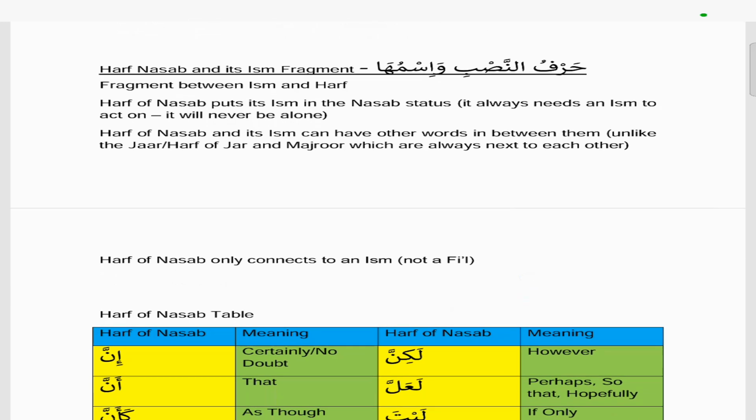So harf of nasab and its ism can have other words in between them, unlike the harf of jar and the majroor, which are always next to each other. So the jar and the majroor fragment are always next to each other. They can never have anything in between them. Whereas the harf of nasab and its ism can be further apart, meaning you can have other words in between. And the harf of nasab only connects to an ism, not a fi'l.